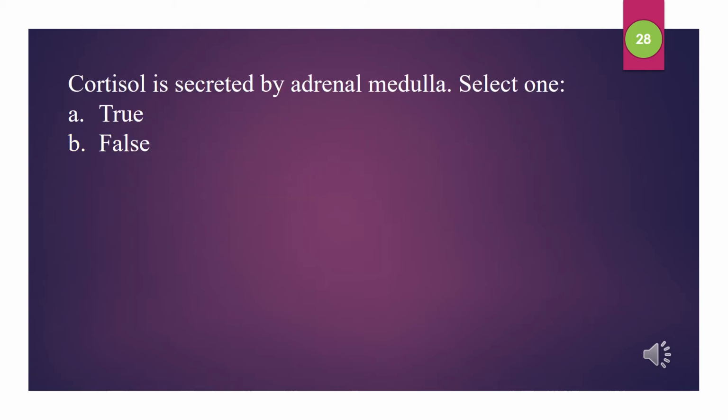True or false? Cortisol is secreted by the adrenal medulla. False.